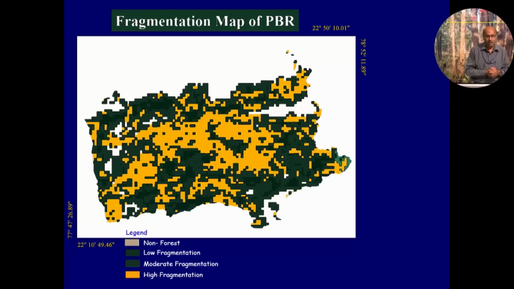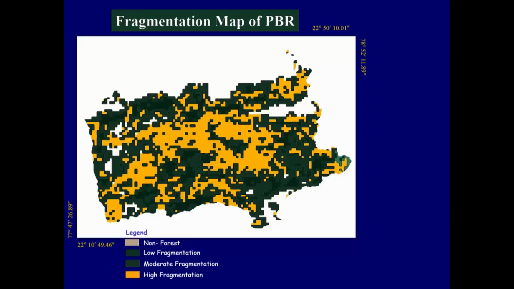So we have done this exercise, and you can see the core area is highly fragmented. You have seen all the small patches of settlement and agriculture, so this area is highly fragmented. Only the dark green area is low fragmentation, which means it is good for conservation. This is the simple conclusion you can draw from this kind of map.